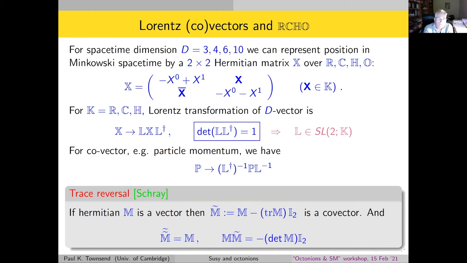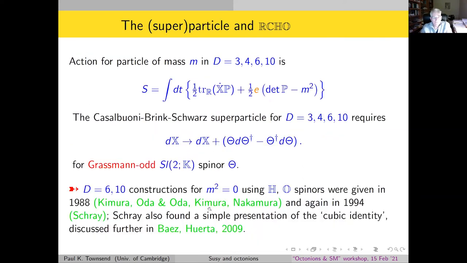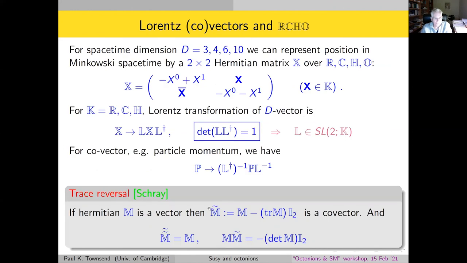Now, if you want a covector, then basically you get a different transformation. Going from one to the other is like pushing an index up or down. And if you want to know how that works, if you've written them in this 2x2 notation, then it's the same as trace reversal, as pointed out by Schray.